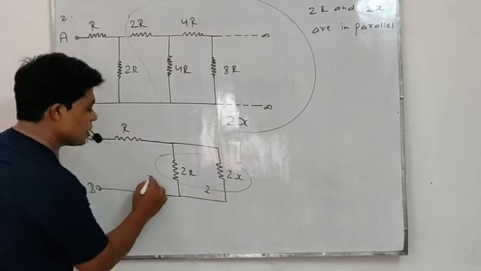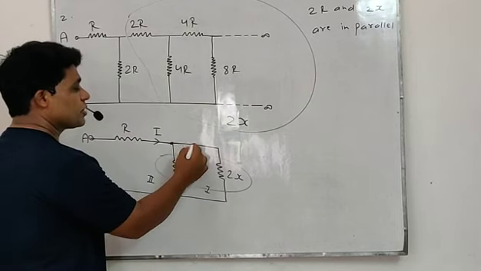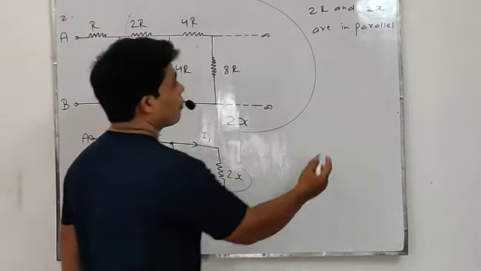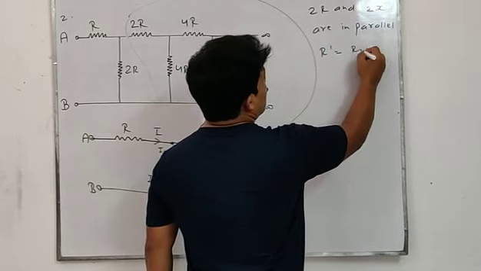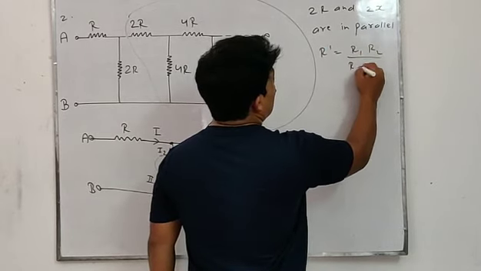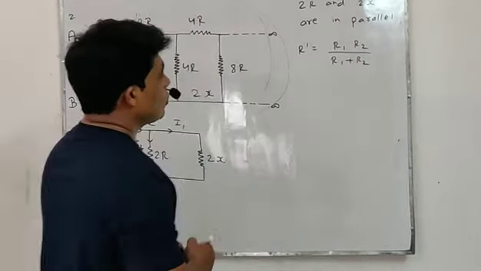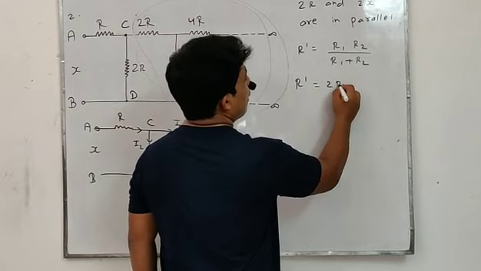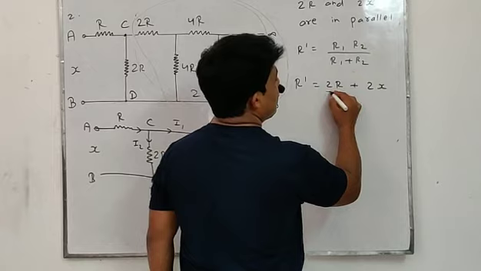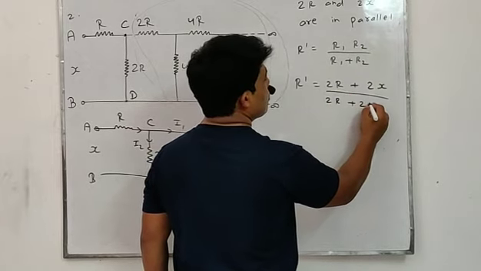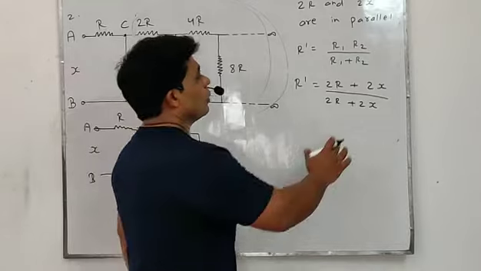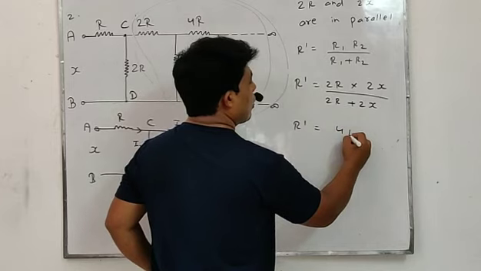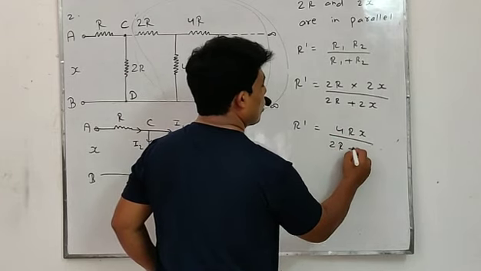This is the first circuit and this is the second. When you flow the current at this junction, current will divide two parts, I1 and I2. That's why both having different current should be in parallel combination. And we know the formula of parallel combination: R1 R2 upon R1 plus R2. So now students, R dash as it is, what is R1? As 2R, R2 as 2x upon 2R plus 2x. Okay. Now students, it becomes 4Rx upon 2R plus 2x.